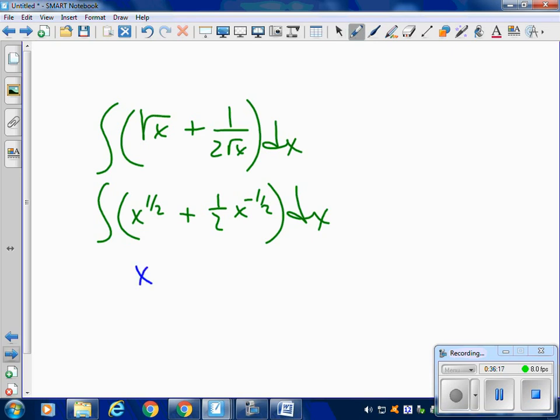If I add 1 to the power, won't that be 3/2? And won't that flip it in front and make it 2/3? So you don't have to put the 3/2 underneath it. You can go ahead and flip it because you know it's going to flip.